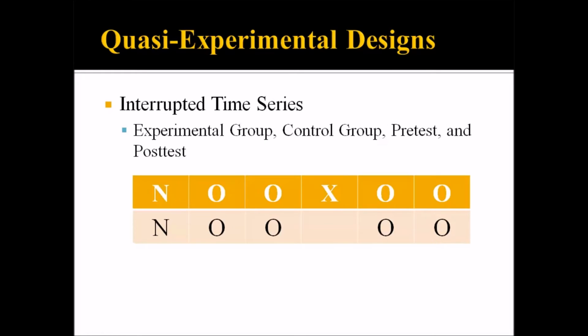Now here's another type of quasi-experimental design. This is called an interrupted time series. And this has an experimental group, and the example I used here, a control group, but it doesn't have to have a control group, a pre-test, and a post-test. In this case, actually several pre-tests and several post-tests.